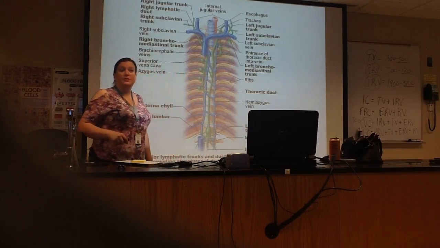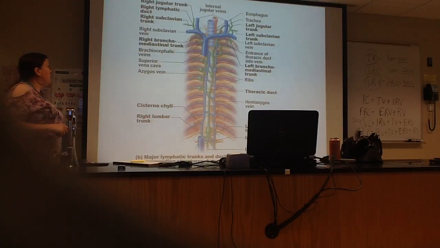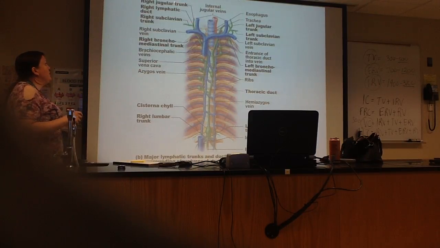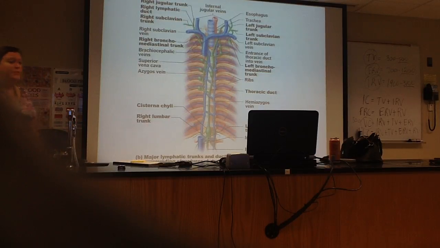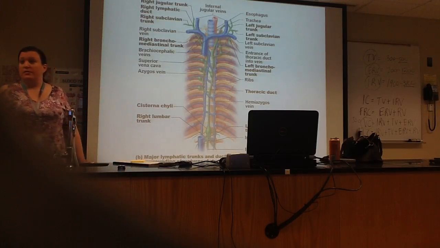Now in this picture, you need to know everything in bold, basically. So you've got, again on this side, the right lymphatic duct. It's formed from 3 trunks. The right jugular from the head, the right subclavian from the right arm, and the right bronchomediastinal from the right side of the chest.